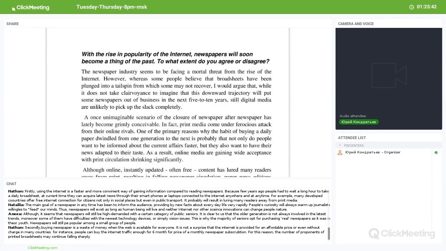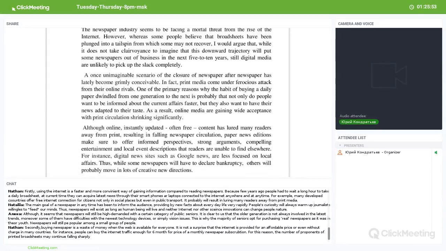A once unimaginable scenario of the closure of newspaper after newspaper has lately become grimly conceivable. In fact, print media come under ferocious attack from their online rivals. One of the primary reasons why the habit of buying a daily paper dwindled from one generation to the next is probably that not only do people want to be informed about the current affairs faster, but they also want to have their news adapted to their taste. As a result, online media are gaining wide acceptance, with print circulation shrinking significantly.